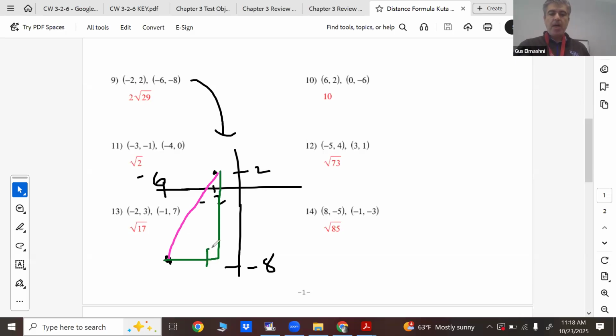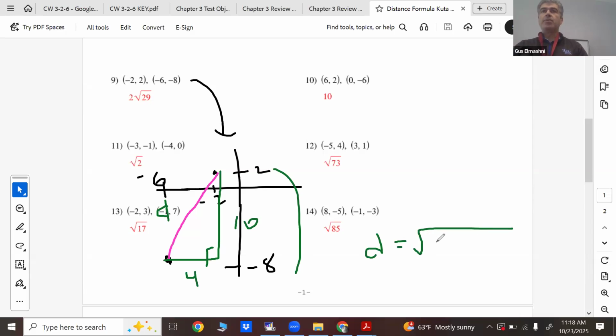Now, let me ask this question. How long is that horizontal leg? How long is the base? Good, because you're going from -6 to -2. What's the height? From what to what? Perfect. See, by labeling it, it's very obvious what's happening. So if we call this C or D, whatever you want to call it, I don't care. D is going to equal the square root of 16 plus 100.